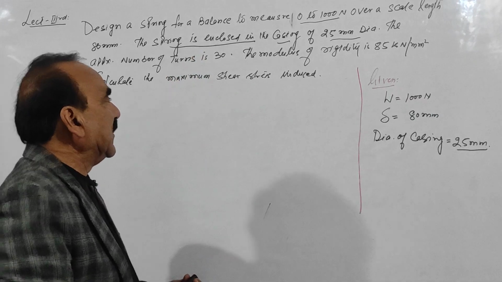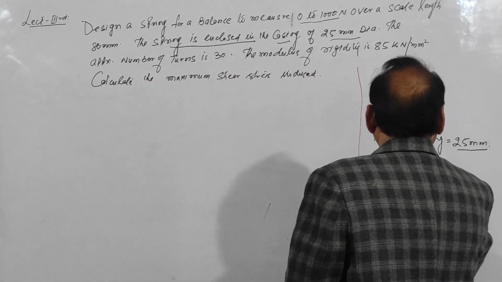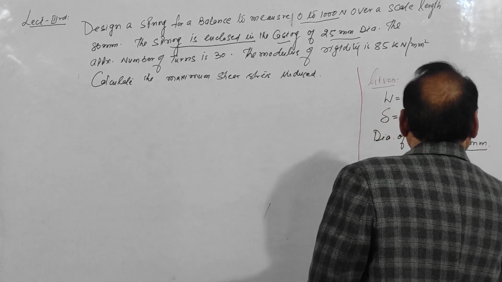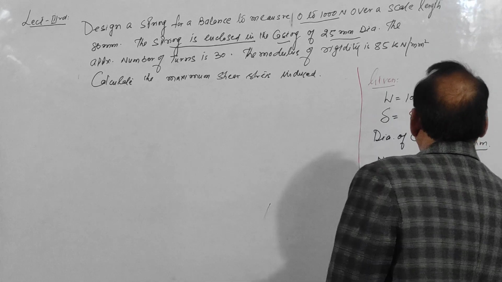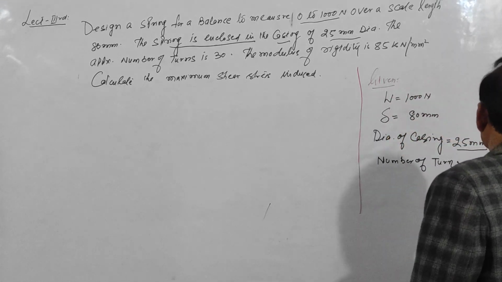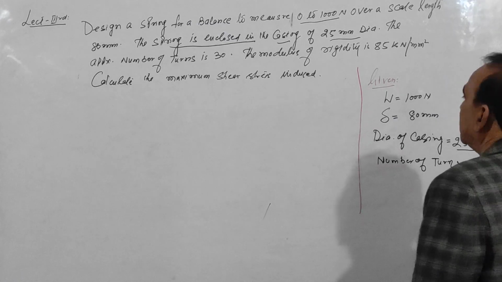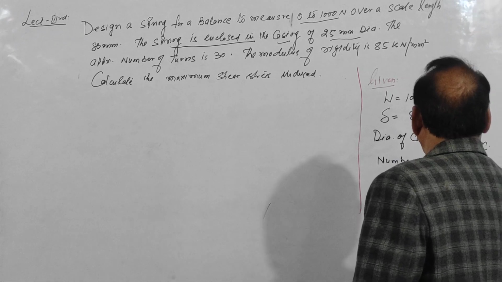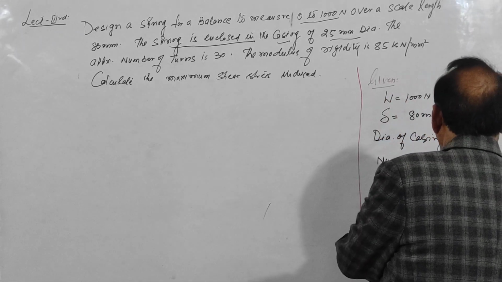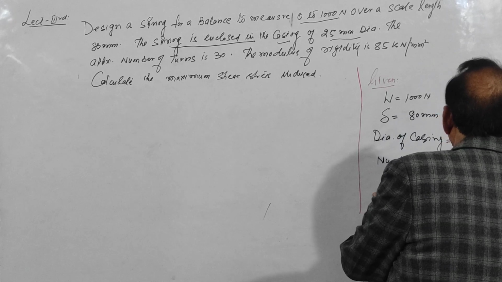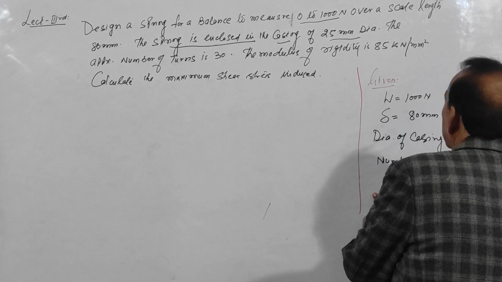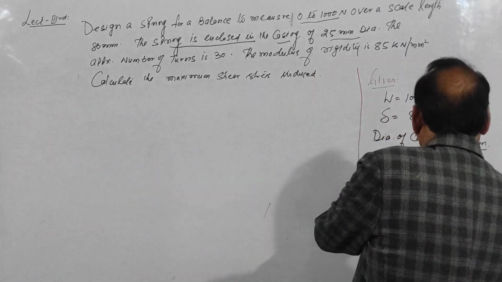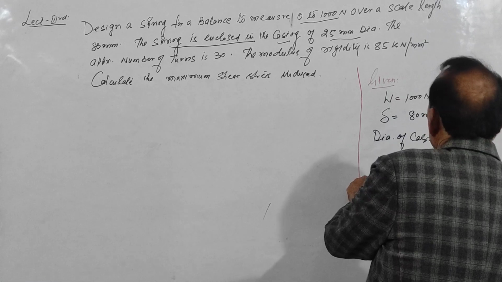Number of turns is 30. So number of turns is equal to 30. The modulus of rigidity, this is given as G, is equal to 85 kilo Newton per mm square. And what we have to calculate? Maximum shear stress. We have to calculate also maximum shear stress.